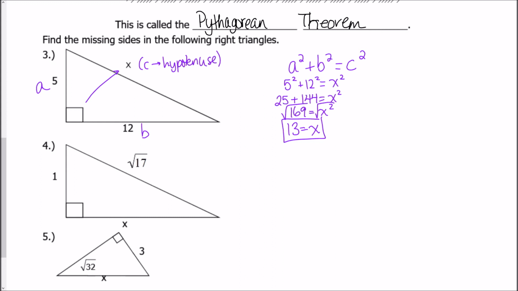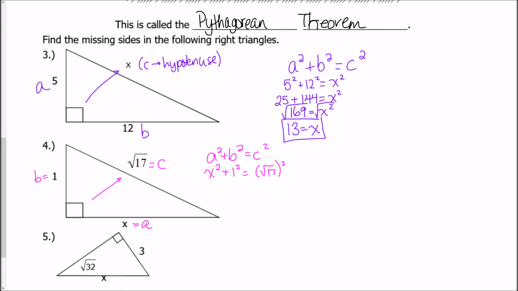In question number 4, the c value is the square root of 17 right here. So this is going to be my c value. X could be A or B. So we'll call X A and we'll call 1 B, just so you can see that they're interchangeable. And the formula is A squared plus B squared equals C squared. But instead of A, I'm going to replace it with X. So it's going to say X squared, B is 1 squared, and C is the square root of 17, and I need to square it.